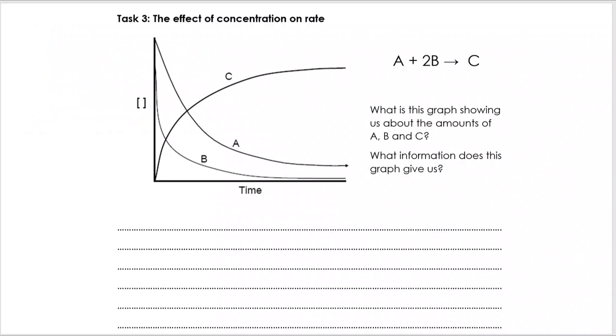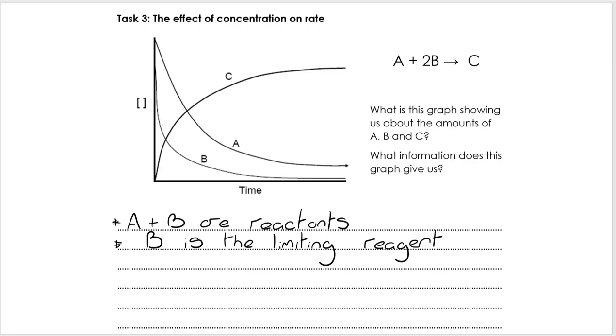So we're actually told in the reaction that 1 mole of A reacts with 2 moles of B to make 1 mole of C. What does the graph show us about the amounts of A, B and C? Well, it's difficult to quantify unless you're actually measuring gradients, but A and B here are the reactants. We know that because the curves are downward, and we know that B is the limiting reagent. We know that because we run out of B and there is still A left over. So the A is very much in excess.